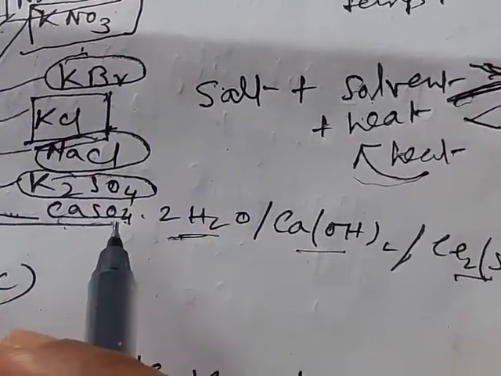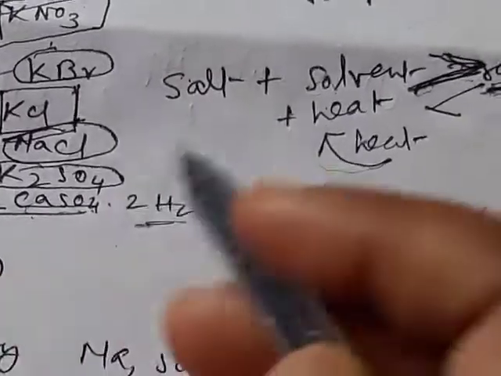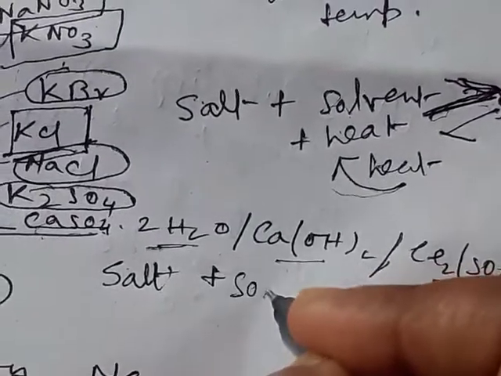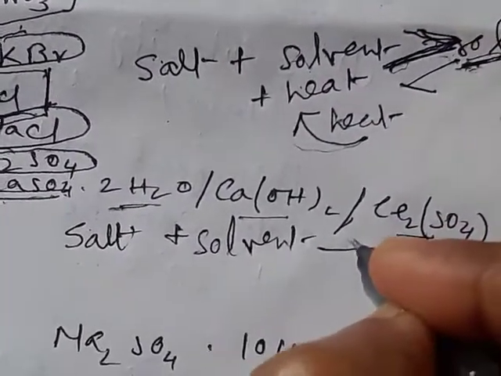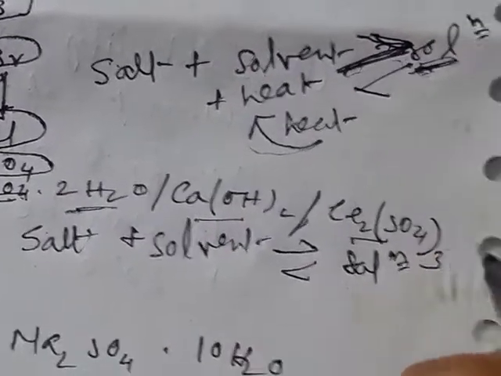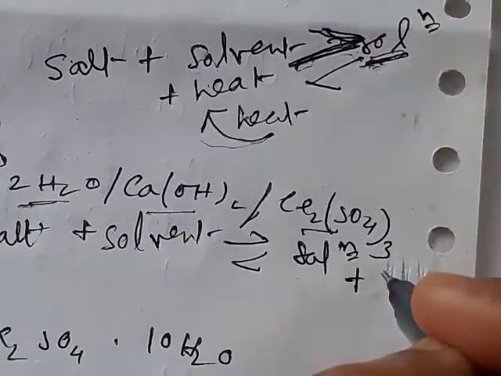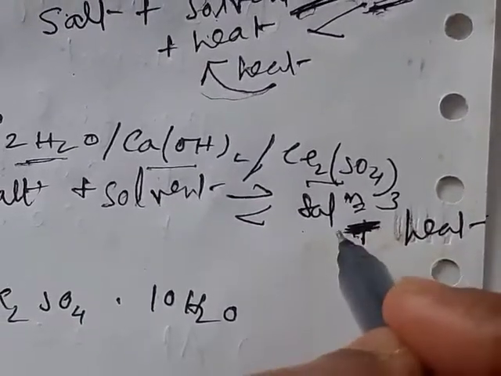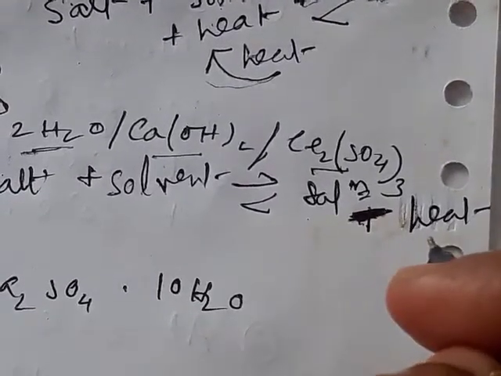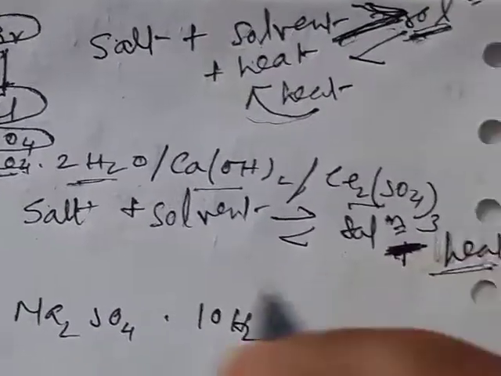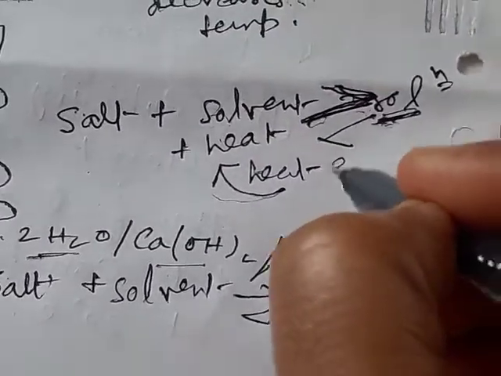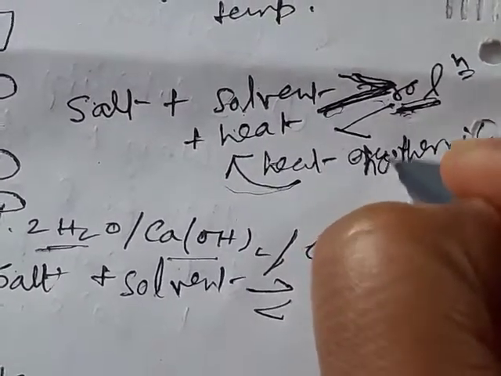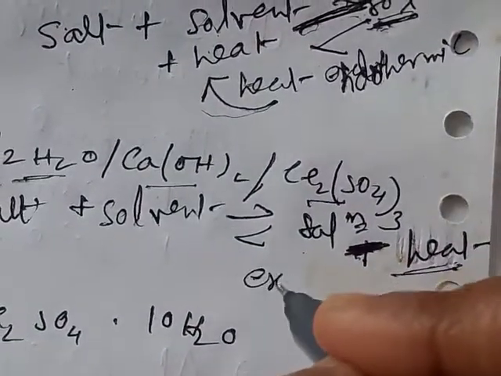But for calcium sulfate, this reaction is salt plus solvent giving the solution, and here heat is released, which is given by a negative sign. Here heat is released, so it is given in the product part. So this reaction is endothermic, and this reaction is exothermic.